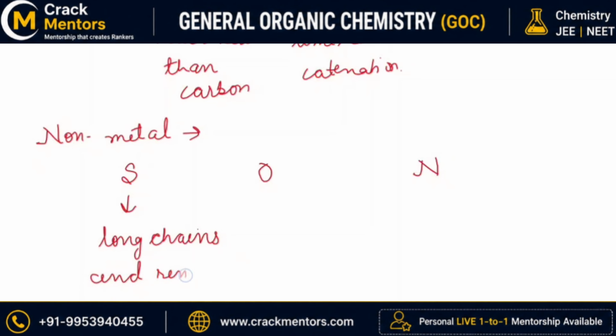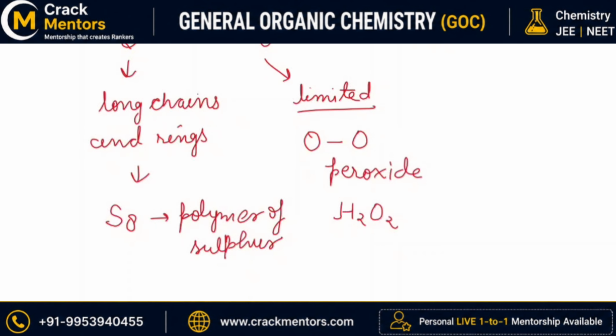If you can recall any example, I would like you to recall. You can write S8, that is the polymer of sulfur. But the thing is the same, that carbon is the king of catenation. Oxygen also shows catenation, but it is very limited catenation. But still it shows. For example, you can see the O-O bond in peroxides. If I give you a very familiar example that you will read again and again in your hydrogen chapter, that is H2O2, hydrogen peroxide, in which O-O bonding is seen.